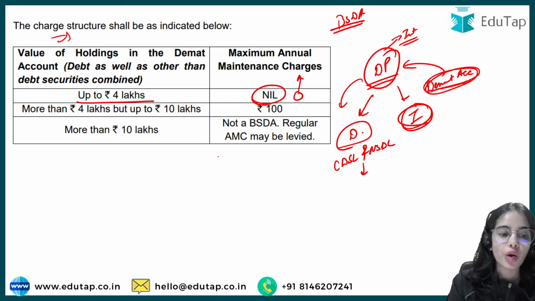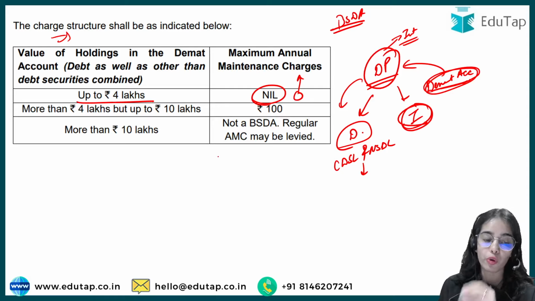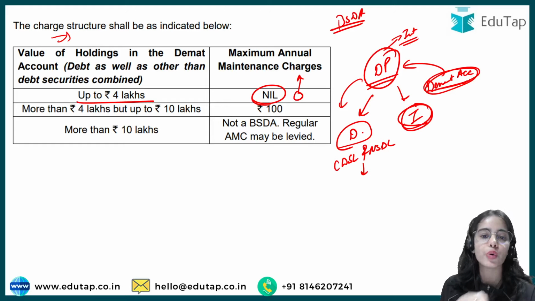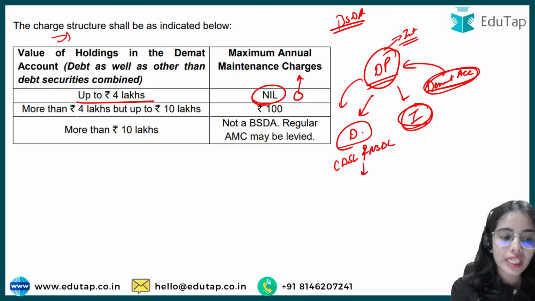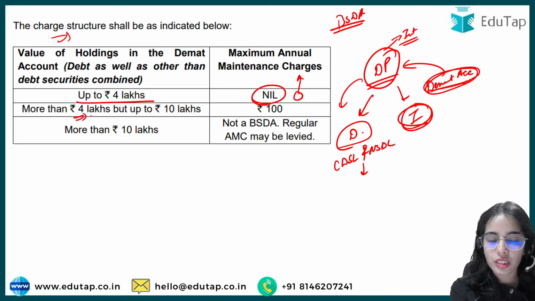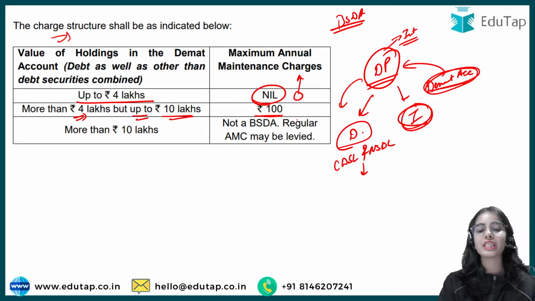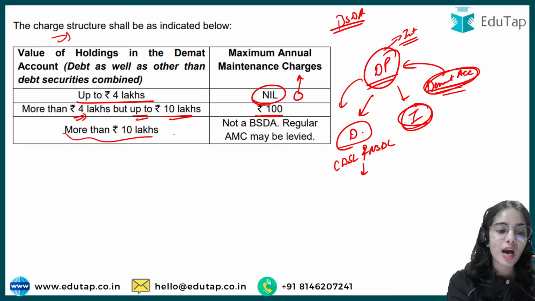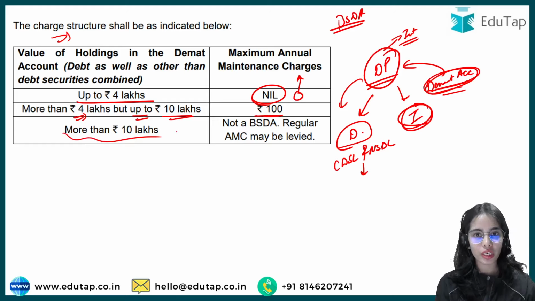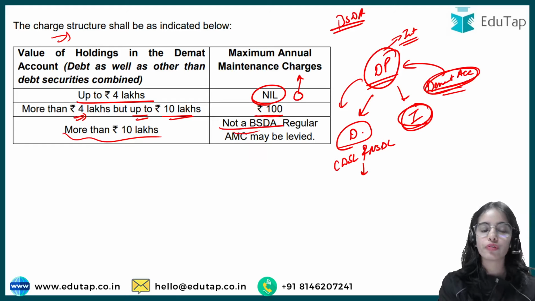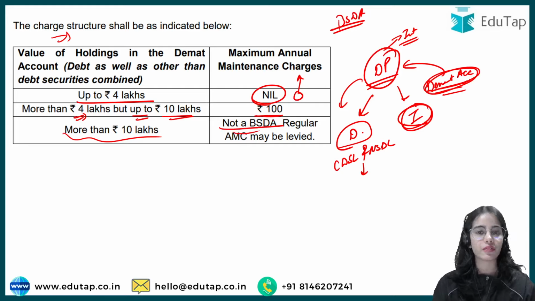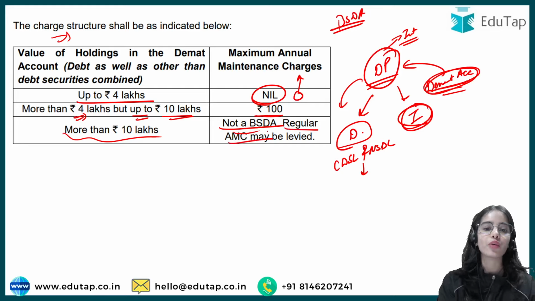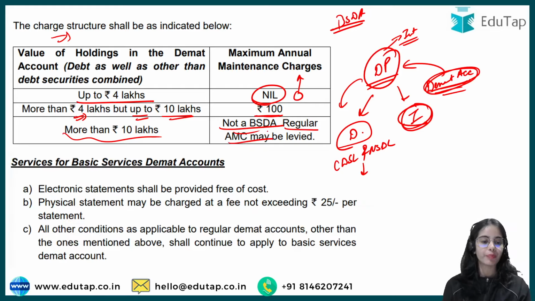Okay, so now if you have up to 4 lakh worth of securities only, then you will have to pay 0 annual maintenance charges. If you have more than rupees 4 lakh worth of securities but up to rupees 10 lakh, you have to only pay rupees 100 as the annual maintenance charges for this demat account. Okay, now if you have more than 10 lakh worth of securities in your demat account, then your account first of all will not be eligible for the basic services demat account, and regular annual maintenance charges will be levied for you. Okay, so this is the idea.